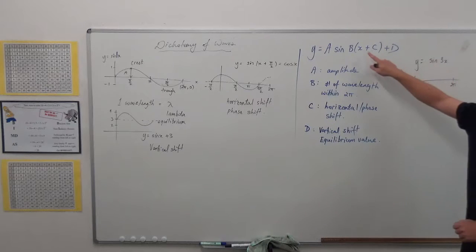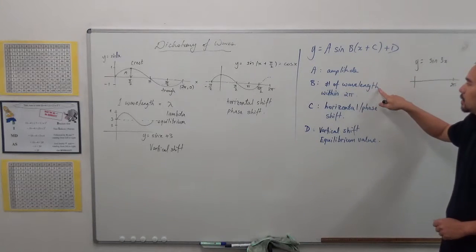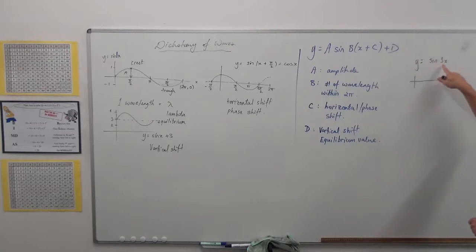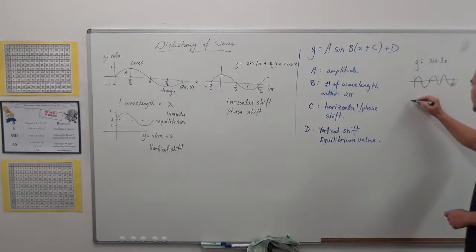It's the coefficient of the x, which is b, and it tells us how many wavelengths there are within 2 pi. There are 3 wavelengths within 2 pi. So instead of doing one big one, I'm going to do 3 little ones. 1, 2, 3. Something to that effect. Okay? Alright, next one.